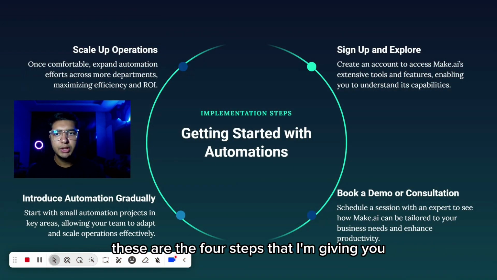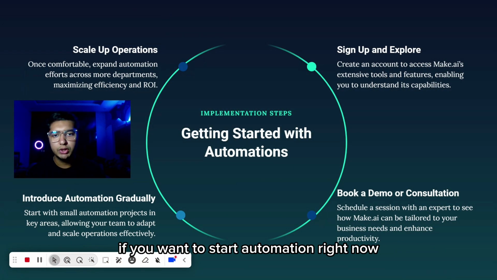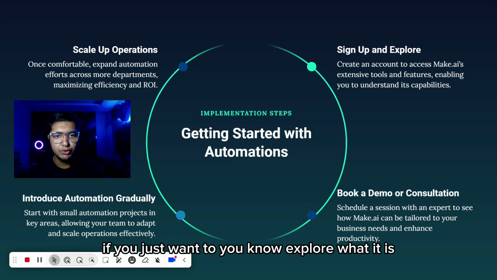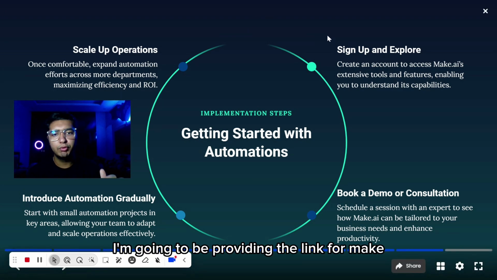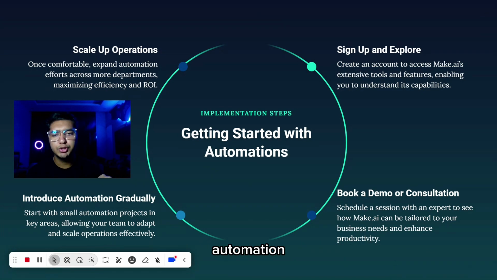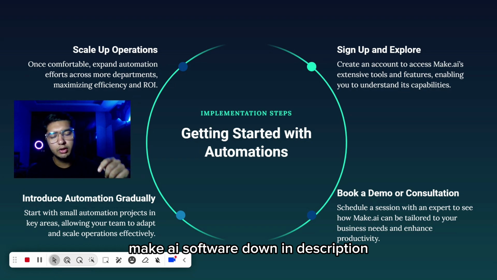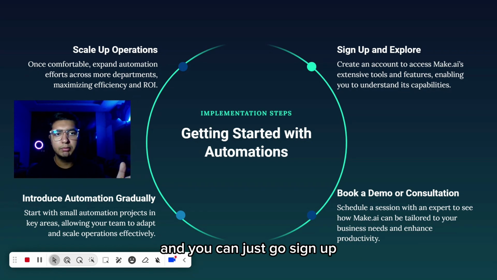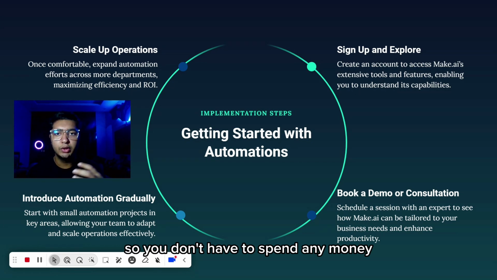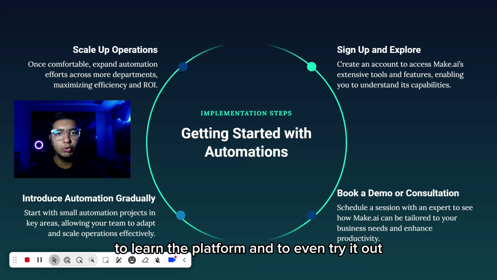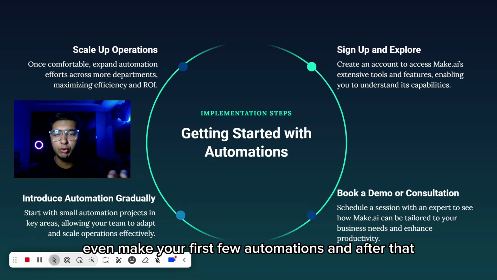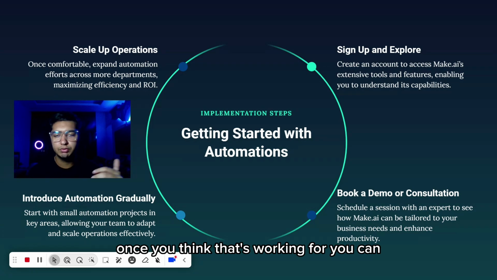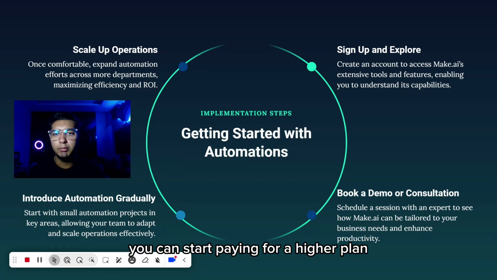Right. So these are the 4 steps that I'm giving you if you want to start automation right now. If you know nothing about it, if you just want to explore what it is, have a look at it, have a feel of it: first of all, I'm going to be providing the link for Make Automation, the Make.ai software, down in the description. And you can just go sign up. It's completely free. They also have a free plan, which is what I'm currently using. So you don't have to spend any money to learn the platform and even try it out. You can try it out, learn about it, play around with it, even make your first few automations. And once you think that's working for you, you can start paying for a higher plan and get the benefits.